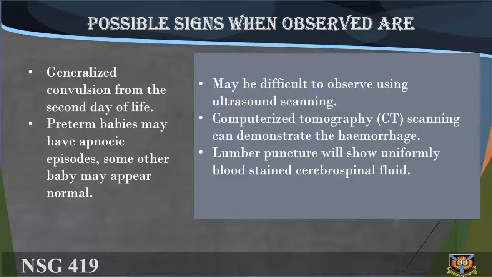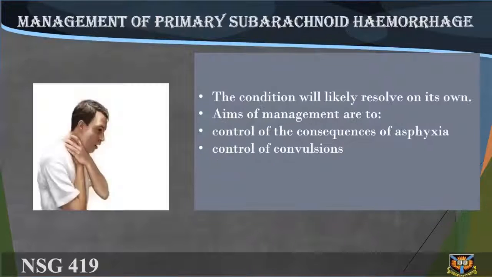Possible signs when observed are: generalized convulsion from the second day of life. Preterm babies may have apneic episodes. Some other babies may appear normal. It may be difficult to observe using ultrasound scanning. Computerized tomography (CT) scanning can demonstrate the hemorrhage. Lumbar puncture will show uniformly blood-stained cerebrospinal fluid.